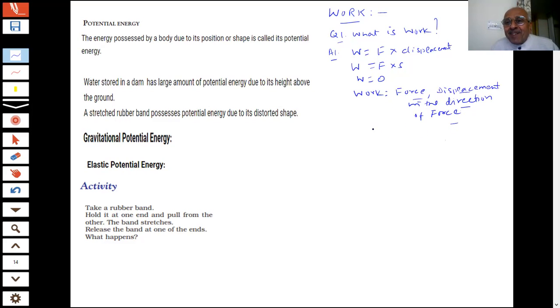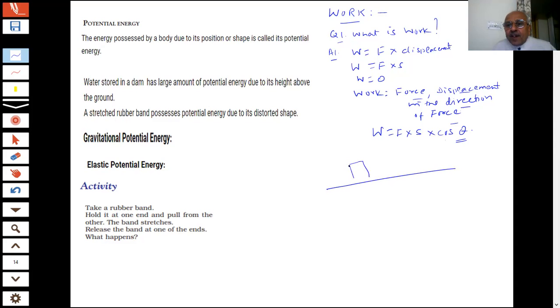Therefore, when I defined work, we said F into S, the displacement, into cos theta. Theta angle was involved. Yes or no? Where does theta come from? And what is the need of theta, student? This was very important when we defined work in physics. I'm just trying to revise it.